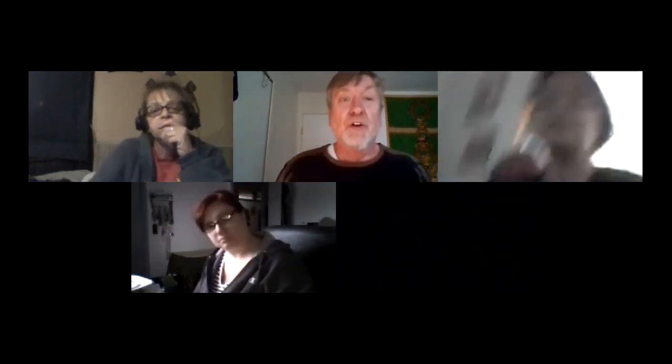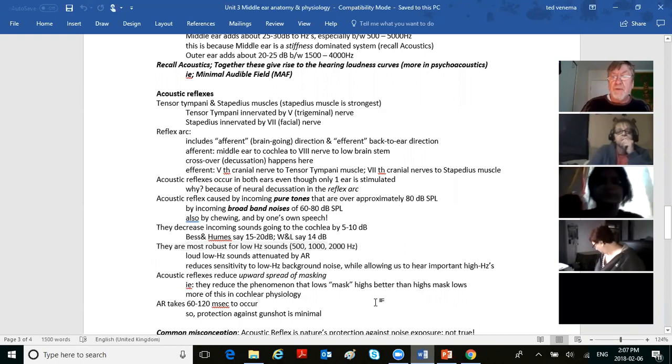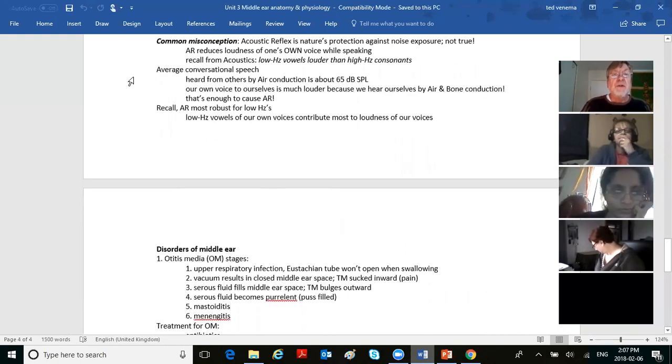Consonants, high-pitched, okay? And that's what elderly people are missing. They can't hear the consonants. They've got trouble hearing treble. That's why they say young people mumble, okay? They hear the loud, they can't hear the soft, high-frequency consonants. So the loudest parts of speech are your vowels, and that's what the acoustic reflex dampens. That's what the acoustic reflex blocks out the most. Loud, low-frequency sounds.